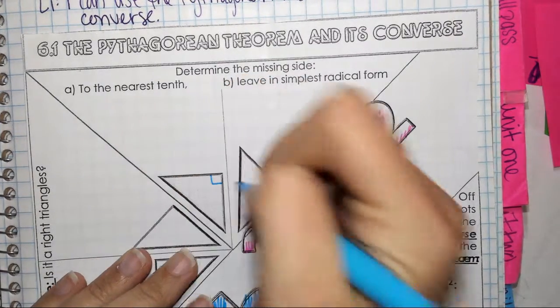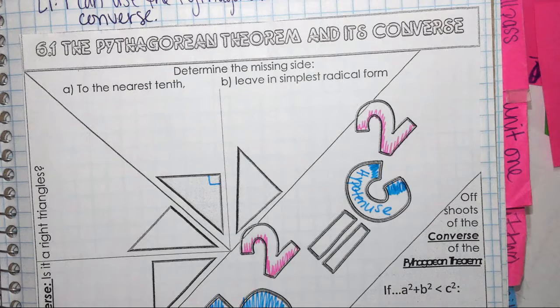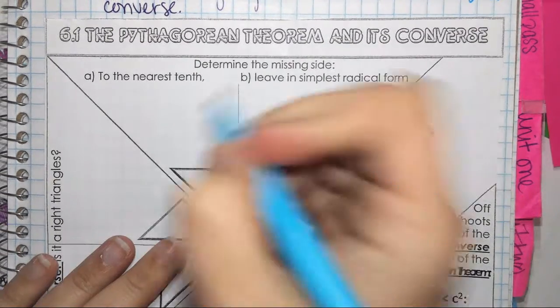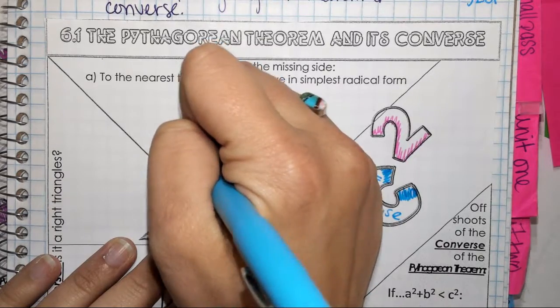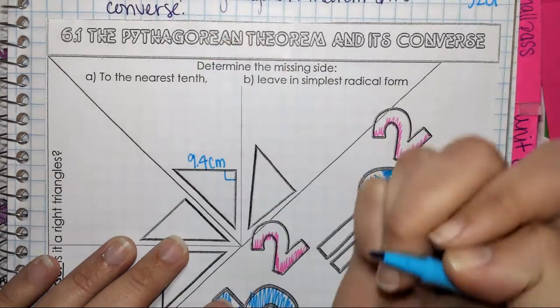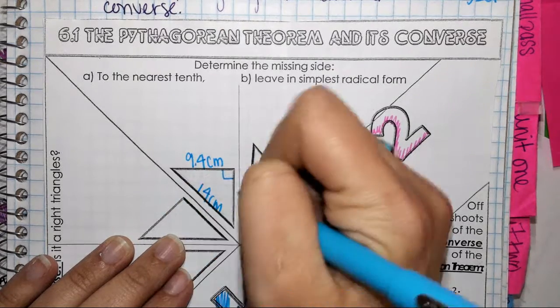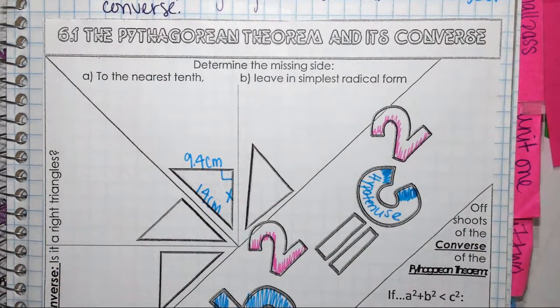First, draw a box, and that's how you know it's the right triangle, because we can only use the Pythagorean theorem on what kind of triangles? Right. Fantastic. We're going to let this be 9.4 centimeters. We're going to let this be 14 centimeters. And we're going to call this x because it's our unknown.